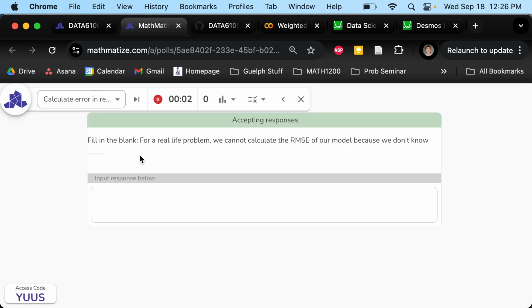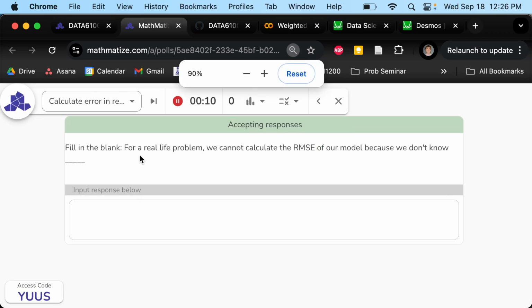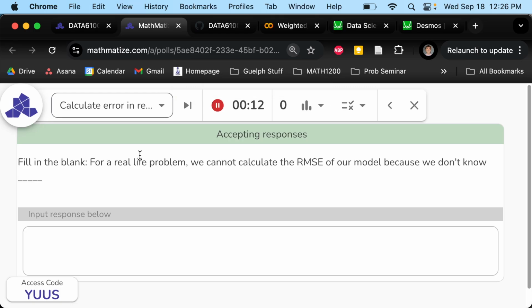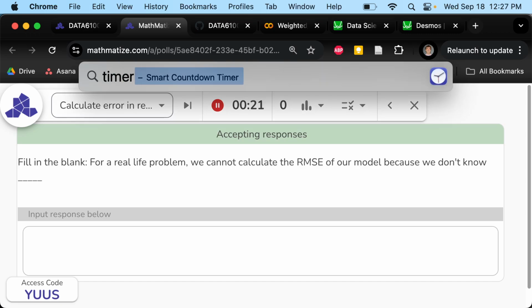Fill in the blank. For a real life problem, we cannot calculate the RMSE of the model because we don't know blank. We don't know blank. So everything we've done so far in real life doesn't really work. And there is an important reason you must understand why. So I will let you guys fill it in. Take a minute and think.